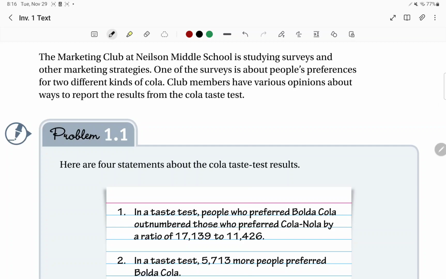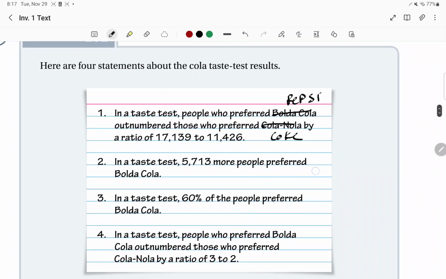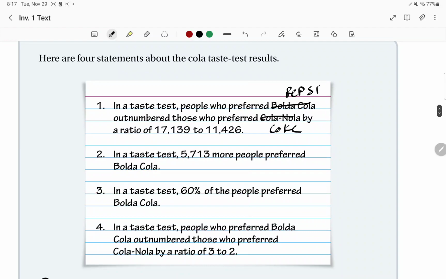With that as our overarching story to help us learn more about ratios and proportions, here is what's happening. It says the marketing club at Nielsen Middle School is studying surveys and other marketing strategies. One of the surveys is about people's preferences for 2 different kinds of cola. Club members have various opinions, right? Remember, Bolda Cola we're going to call Pepsi, and Cola Nola we're going to say is Coke. All right? So these are all statements about the cola taste test results. You took the survey, and then these are the results.